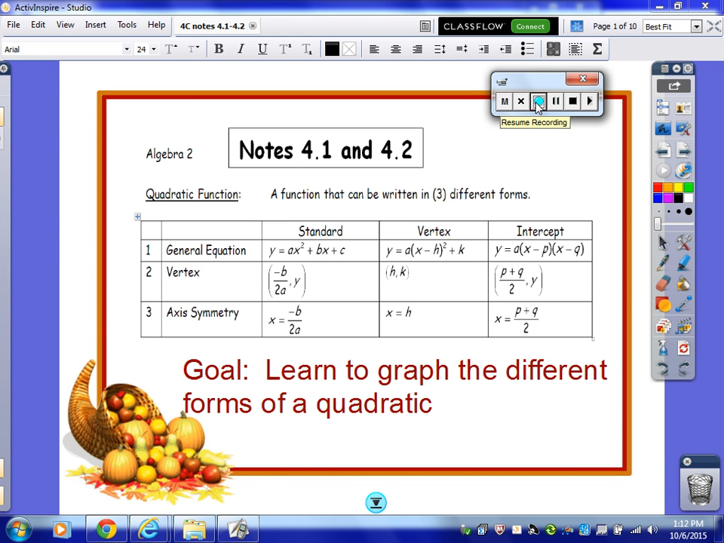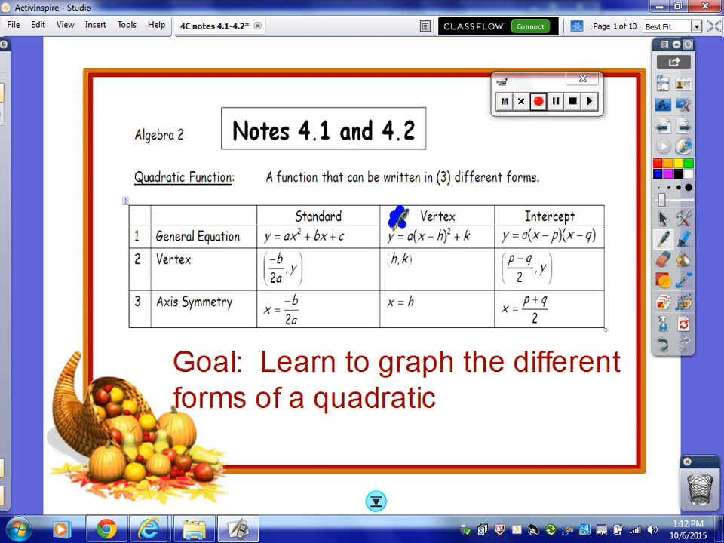Alright, today we're going to be reviewing 4C notes. So our goal today is to learn to graph the different forms of a quadratic. We've focused so far on just the vertex form of our quadratic. Today we're going to look at standard form and intercept form. So you need to be able to graph a quadratic in any of these three forms.